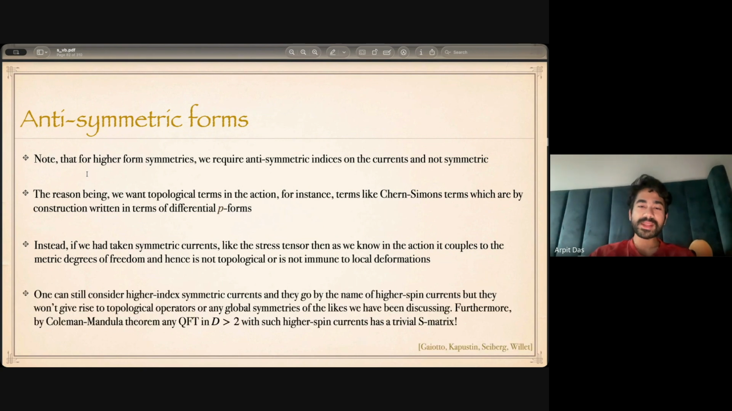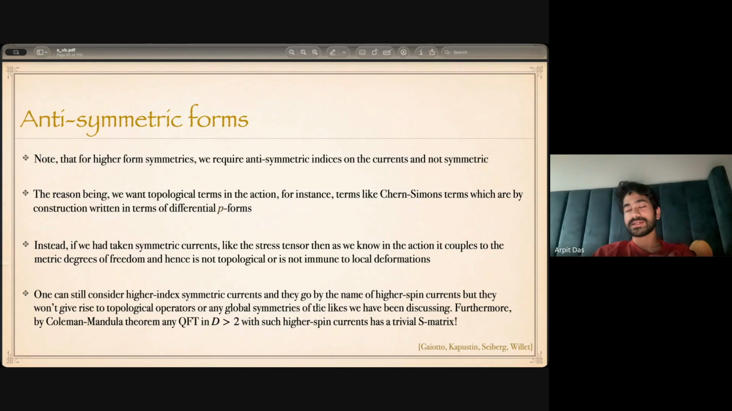Okay. And there is also a famous no-go theorem by Coleman and Mandula, and that says that in any QFT in 2 dimensions and higher, whenever you have such higher index currents, which are also known as higher spin currents, the S matrix is always trivial.